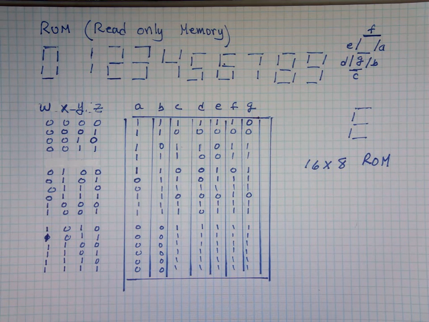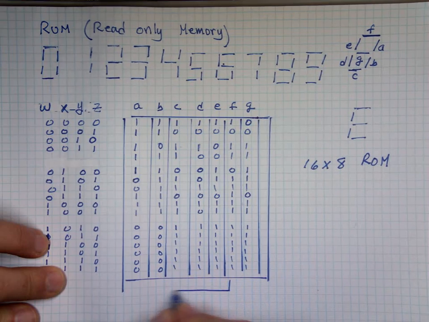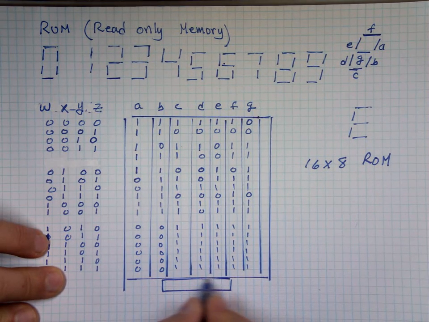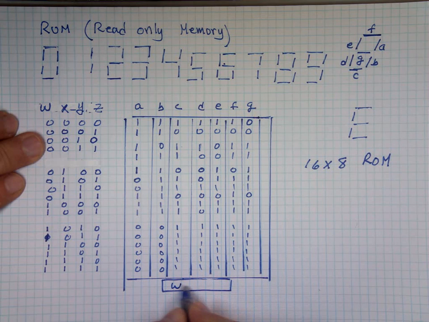That's a small chip. You might not get 16 by 8. It might be 64 by 8. Well, if it's 64 by 8, you only use the top 16 and leave the rest empty. But the chip actually has a couple of things on it. It has an address location here. Because it has 16, that means it has 4 select signals: W, X, Y, Z.